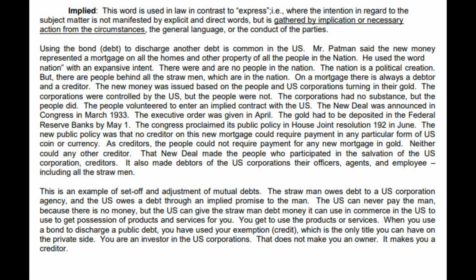The straw man owes the debt to the U.S. corporation, and the U.S. owes a debt through an implied promise to the man. The U.S. can never pay the man because there is no money, but the U.S. can give the straw man debt money it can use in commerce in the U.S. to get possession of products and services for you. You get to use the products or services. When you use a bond to discharge a public debt, you have used your exemption, your credit, which is the only title that you can ever have on the private side. You are an investor in the U.S. corporations. That does not make you an owner. It makes you a creditor, right?